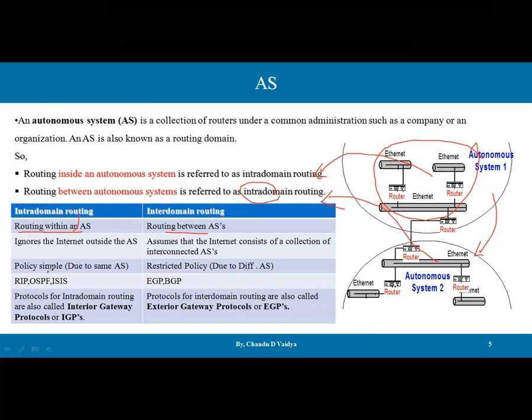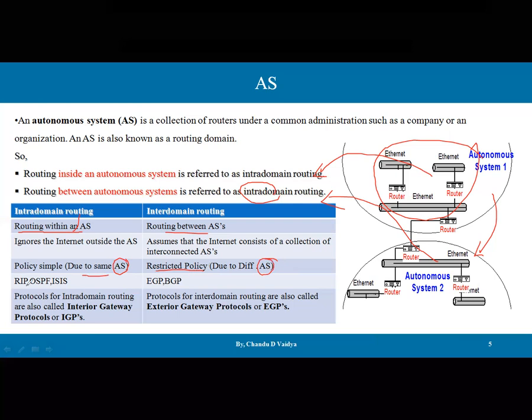The second point is that the policy is very simple in intra-domain routing because it is within the same autonomous system. If there is only one single autonomous system, the policy will be the same and easy. But in inter-domain routing, there is involvement of different autonomous systems, so it is going to have restricted or strict policies.